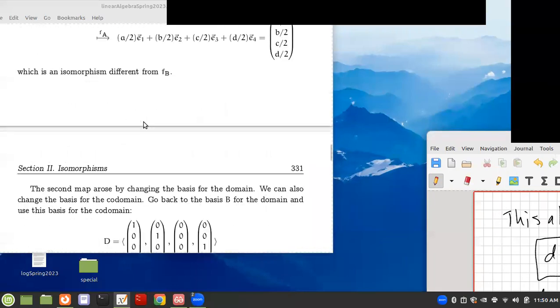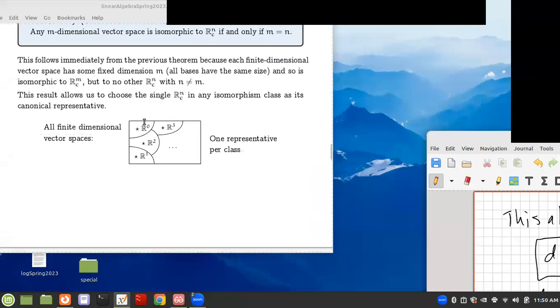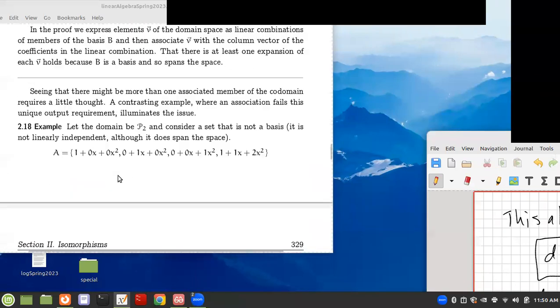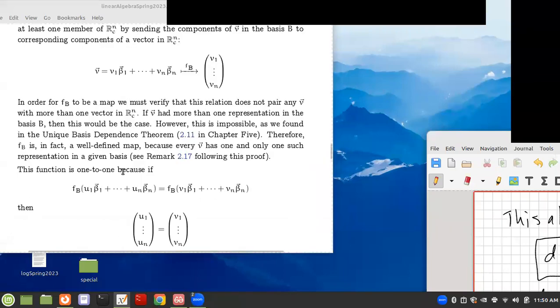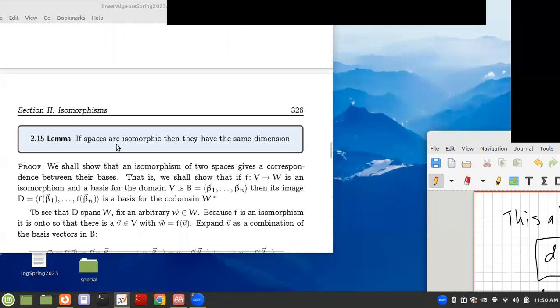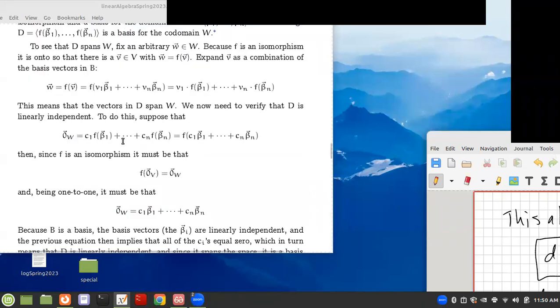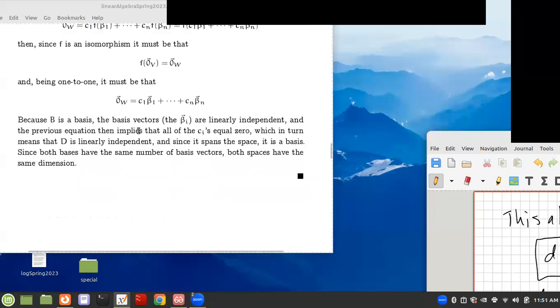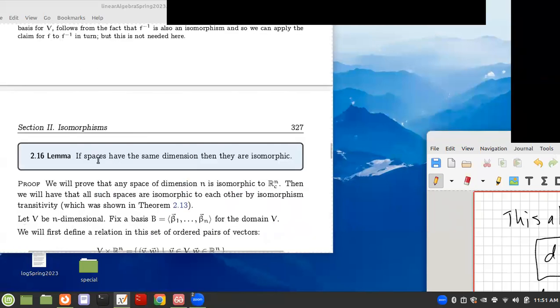So the result is this theorem at the end, the big consequence for isomorphisms. If two spaces are isomorphic, then they have the same dimension. What we just went over is on this page in compressed form. Now, the other way, as I just mentioned: if the spaces have the same dimension, they are isomorphic. Being isomorphic means there is an isomorphism.